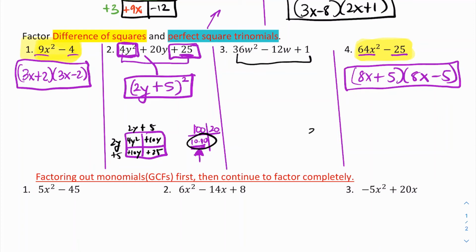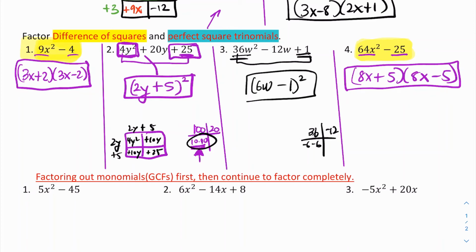All right, so we're getting 36. And again, that's a perfect square. That's a perfect square. And then to get negative 12, which would be negative 6 times negative 6, that means it's a perfect square trinomial. So that's 6w minus 1 squared. Again, if you'd rather use the box method, then go ahead and do that.